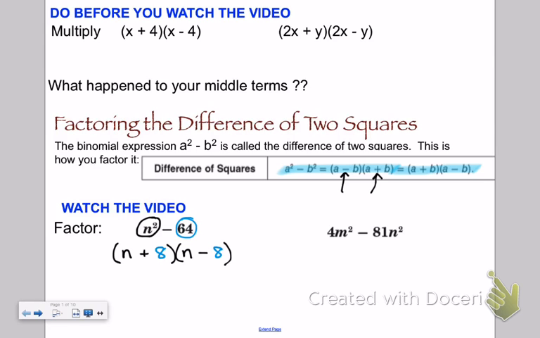If we want to check this back out and FOIL it, we get n squared minus 8n plus 8n minus 64, where those middle two terms cancel out, leaving us our original, so we know our answer is correct.